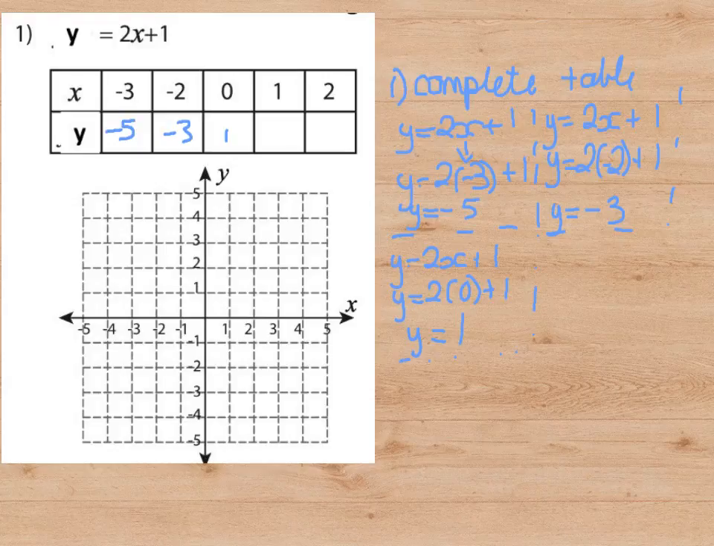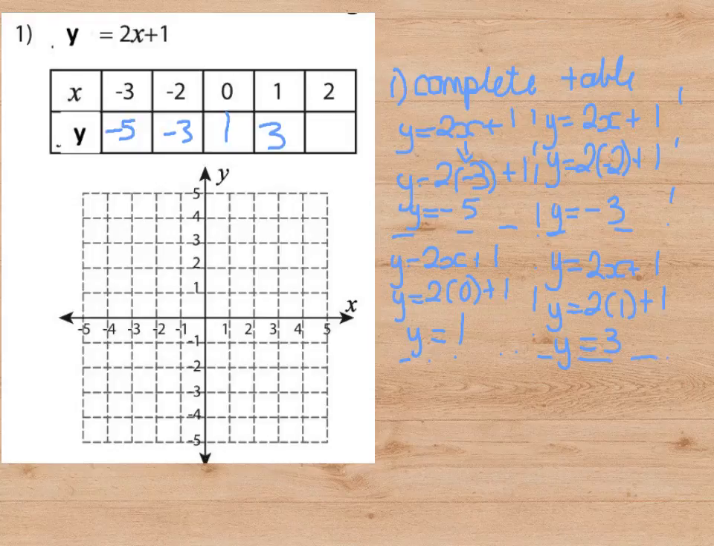1. Over here, y is equal to 2x plus 1. The next one is y is equal to 2 times 1 plus 1. Y is equal to 3. Let me just double check here to see if that's true, because I am doubting myself. Yes, it is. I'm going to do the last one, but I already know.